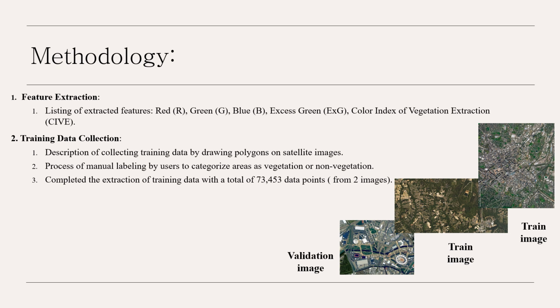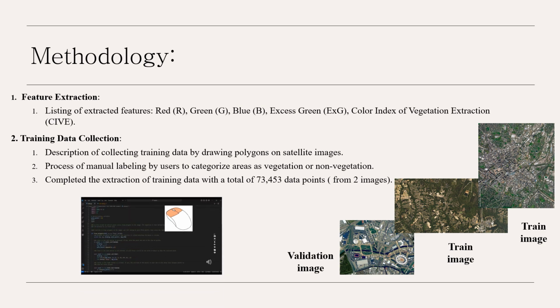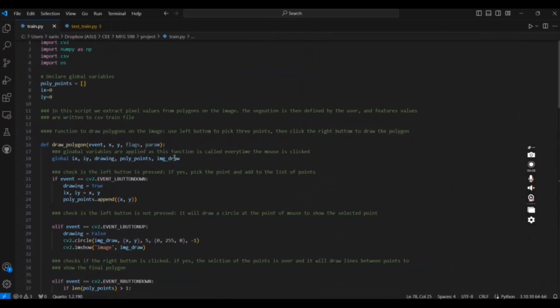In this project, I used two images to get the trained data points, and I had around 73,000 data points. And at the end, I had one image to test for the validation.